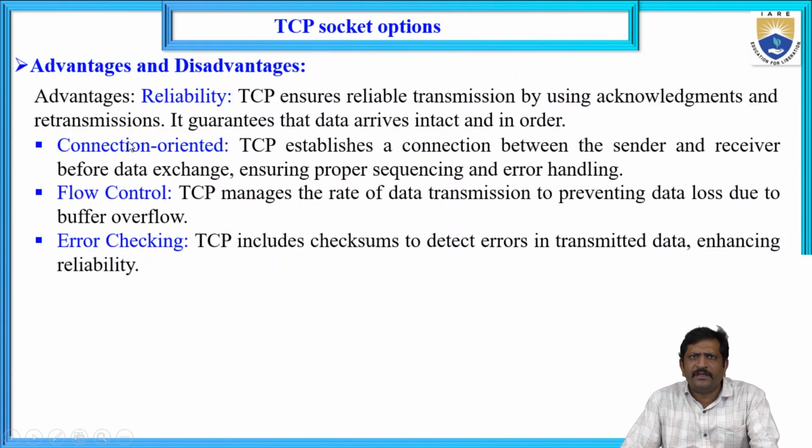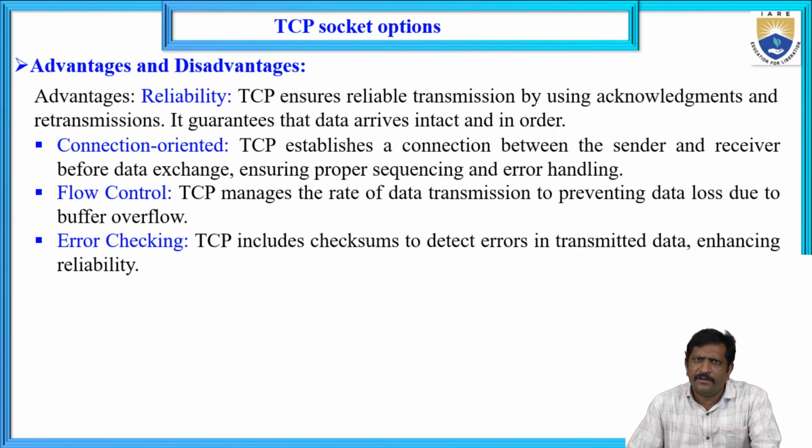Here are the advantages and disadvantages of the TCP socket options. The advantages of the TCP socket options: the first one is reliability. TCP ensures reliable transmission from source to destination by using acknowledgement and retransmission. It guarantees that the data arrives intact and in order.